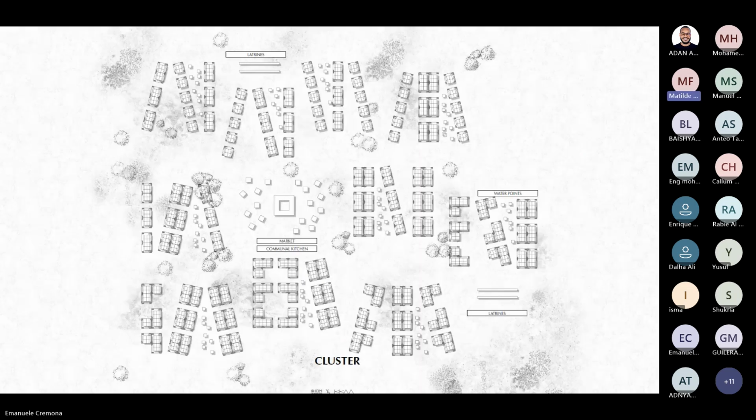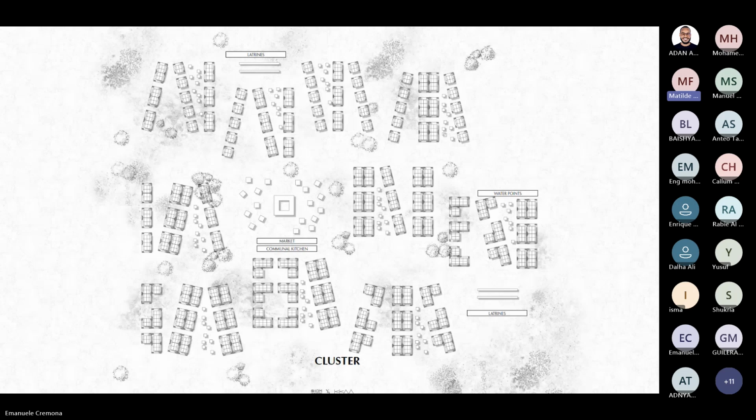So at the settlement scale, the project proposes a layout that reflects the communal nature of Somali life. As I said, individual shelters can be grouped into clusters, and these clusters are organized in an organic manner so that it doesn't follow a strict grid layout, and it includes shared zones. Other types of infrastructure, such as latrines, kitchens, and a central market, and also private water points for the clusters, are also incorporated into the site plan.